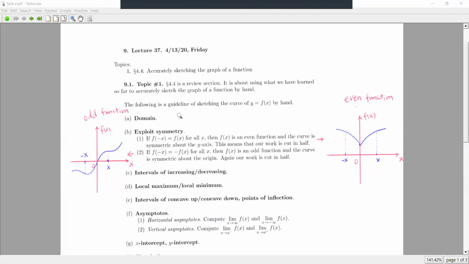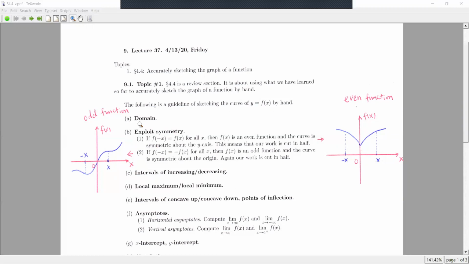If you follow the steps in the guideline to sketch the graph of the function, then the curve that you obtain is accurate, almost no different from the graph plotted by a graphing calculator.